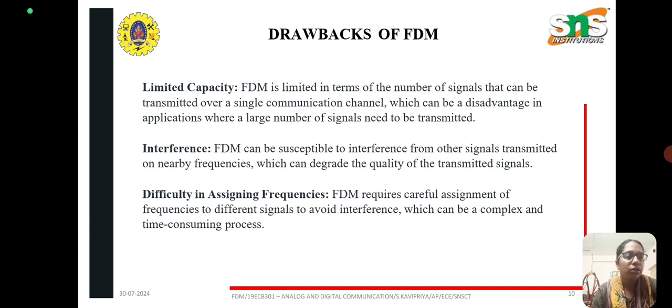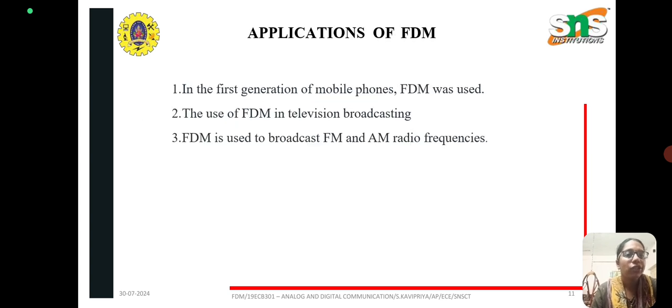FDM is limited in terms of the number of channels that can be transmitted over a single communication channel, which can be a disadvantage in applications where a large number of signals need to be transmitted. Interference. FDM can be susceptible to interference from other signals transmitted on nearby frequencies, which can degrade the quality of the transmitted signal. And difficulty in assigning frequencies. FDM requires careful assignment of frequencies to different signals to avoid interference, which can be a complex and time-consuming process.